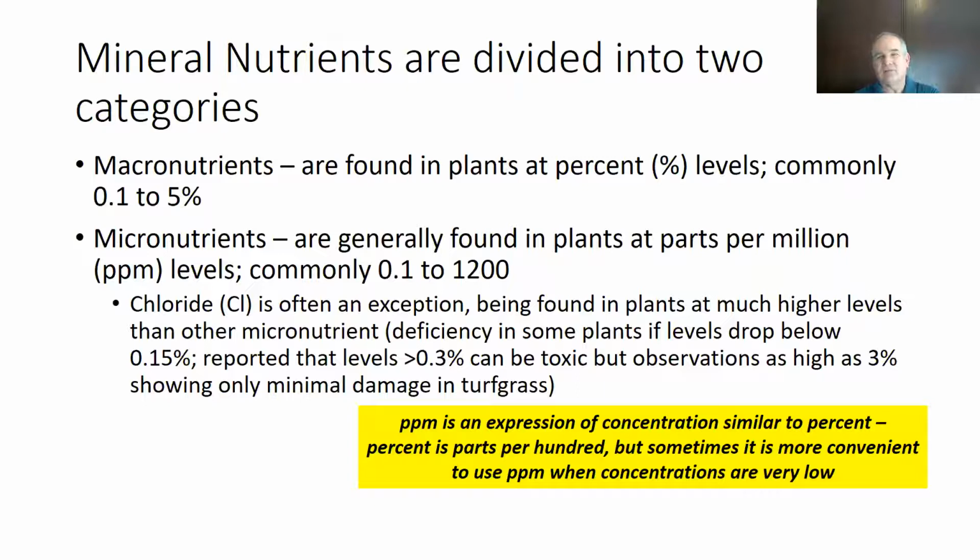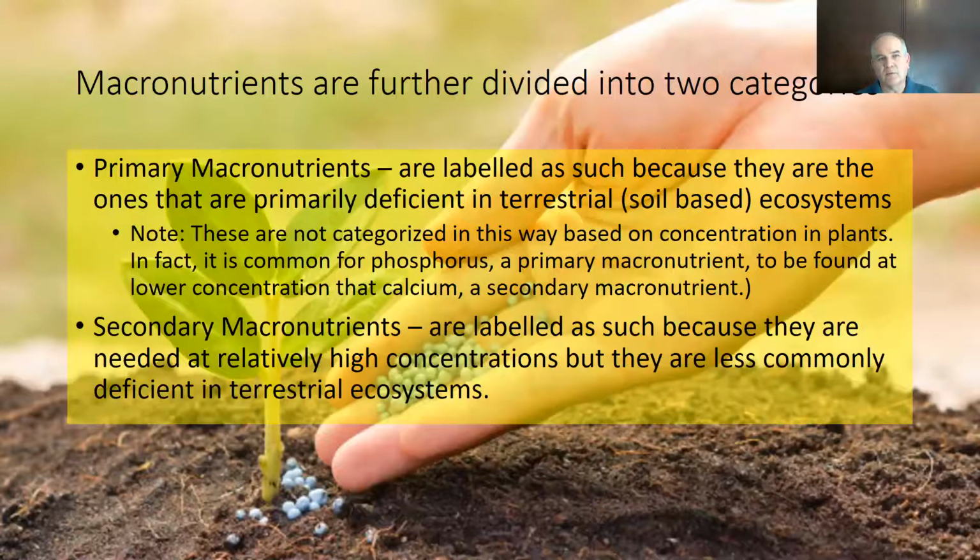Chloride is kind of an exception. It's actually found in fairly large quantities in plants, but nevertheless, it's still a micronutrient and classified as such. We also further divide the macronutrients into primary and secondary. Primary ones are NPK: nitrogen, phosphorus, potassium.